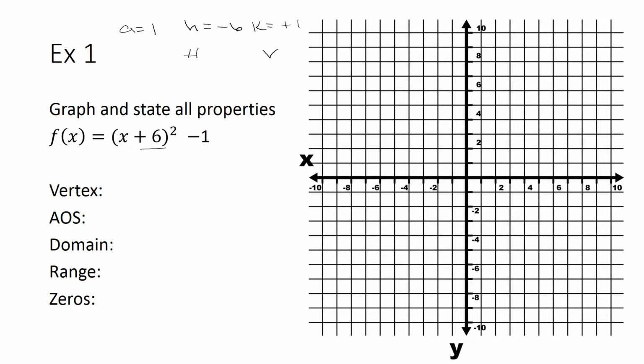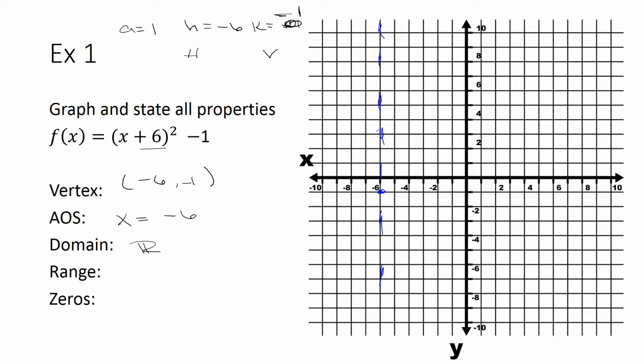So I'm going to go ahead and plot my vertex. It is going to be the point negative 6, negative 1. Sorry, k is negative 1 over here. Sorry, guys. Our axis of symmetry is the vertical line x equals h. Our domain for all parabolas is all real numbers. And then our range, we'll do that after we plot it. So our vertex is negative 6, negative 1. The axis of symmetry is the vertical line that passes through that.